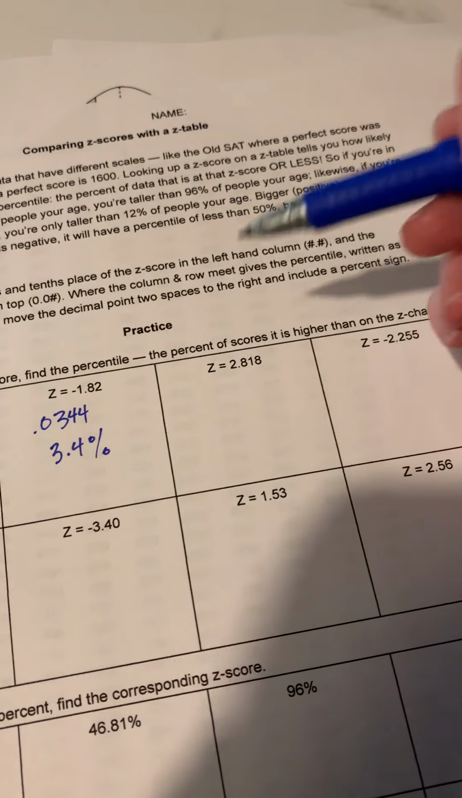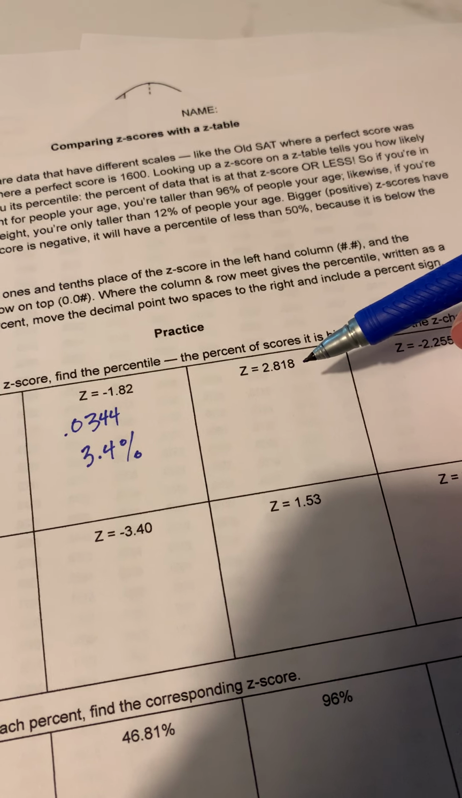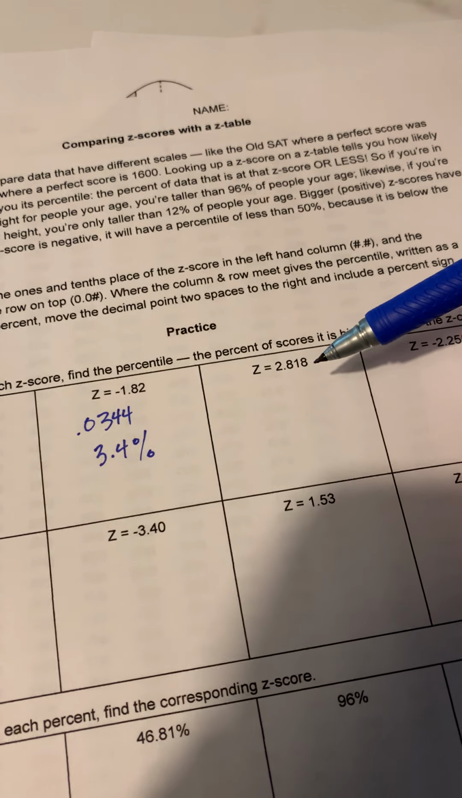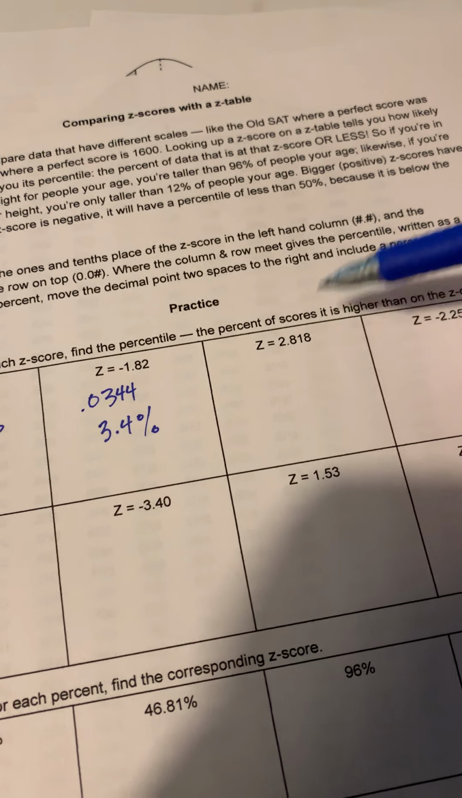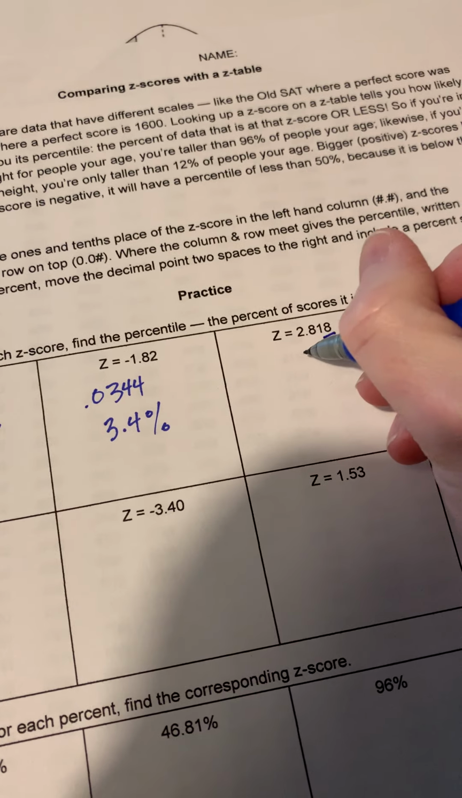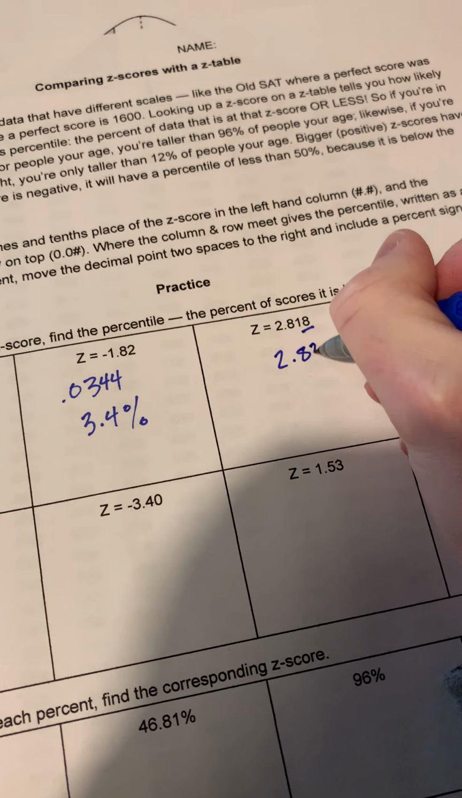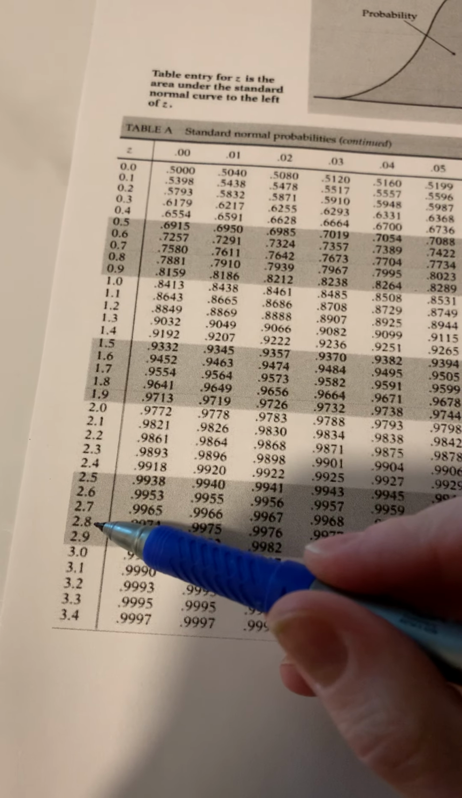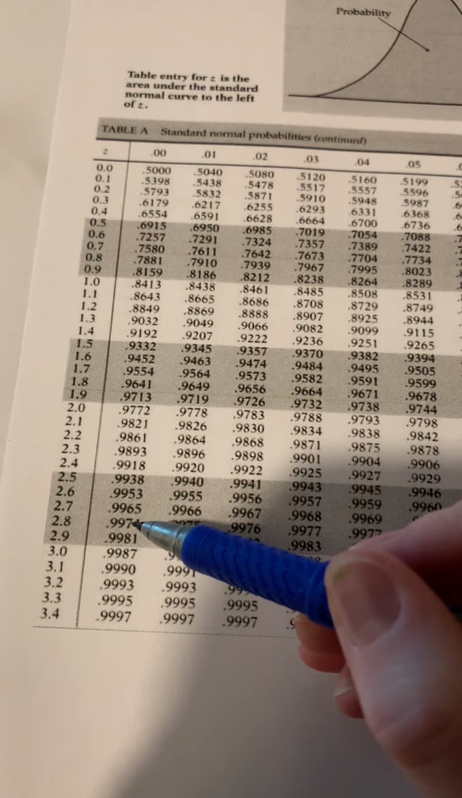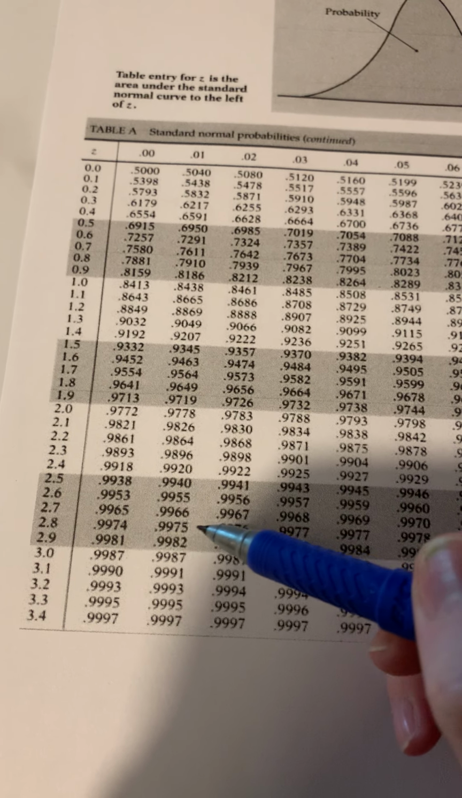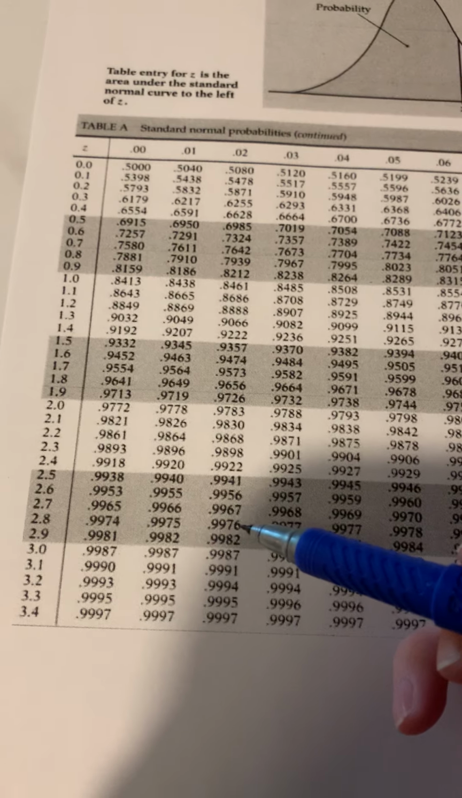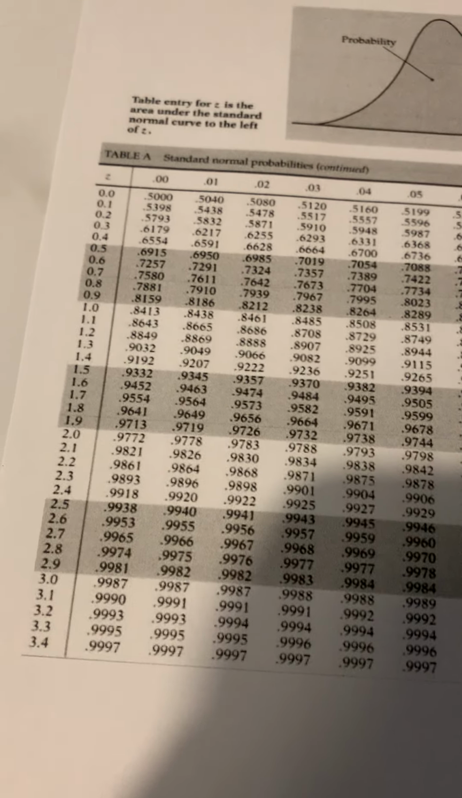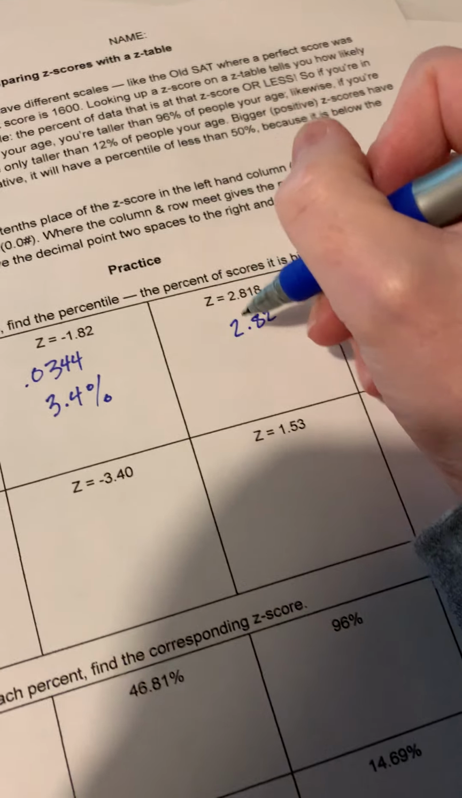All right, sometimes you have a z-score that has more than 3 numbers, like this. I have 2.818. So before I look it up, I need to round. Since this number is an 8, I'm going to round my z-score to 2.82. Now I make sure I have the right one. It's not this one because that has negatives. It's this one. I find my 2.8 over here. This is 2.80, 2.81. This one is 2.82. And I see it's 0.9976.